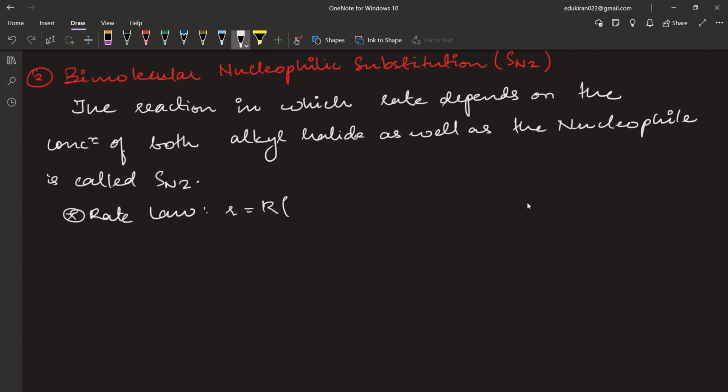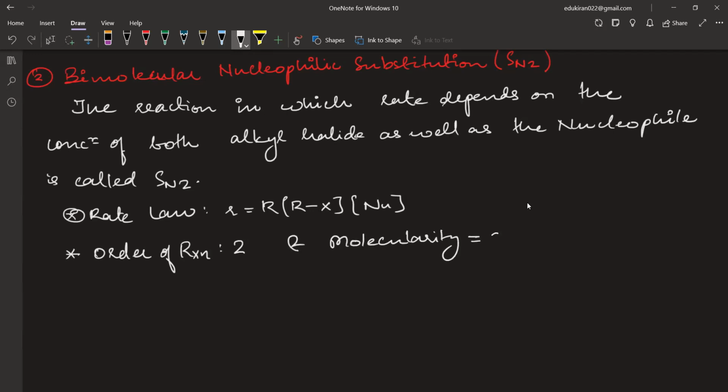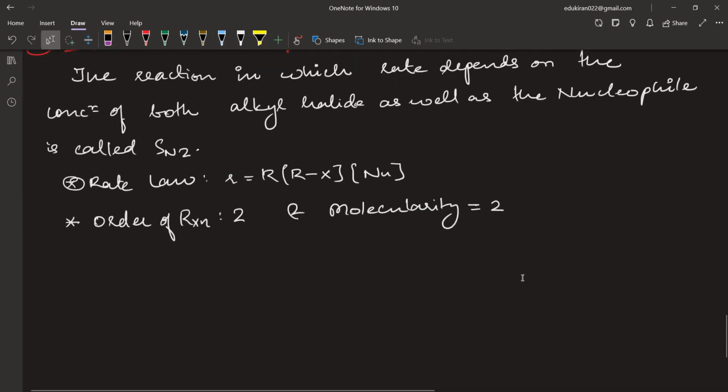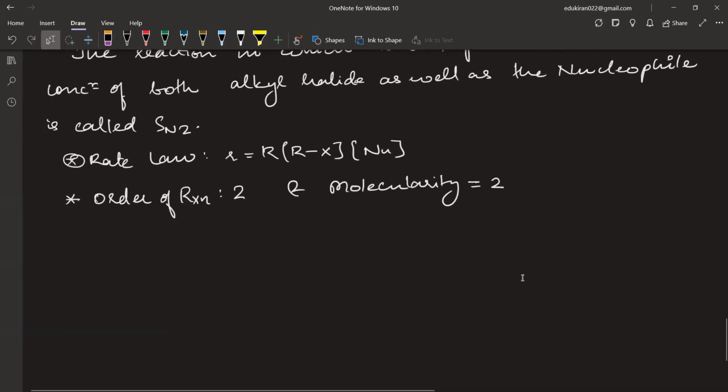Okay, so what is the rate law? R is equal to K into RX and what? Nucleophile. Order of reaction will be 2 and molecularity is also equal to 2. See, RX has power 1, nucleophile has power 1. So you just add them, it will be equal to 2. That is how we write the order of reaction. You will understand more about order of reaction in the chapter chemical kinetics. That is why chemical kinetics appears earlier and haloalkanes and haloarenes later on. But you people are from school, so you are great.